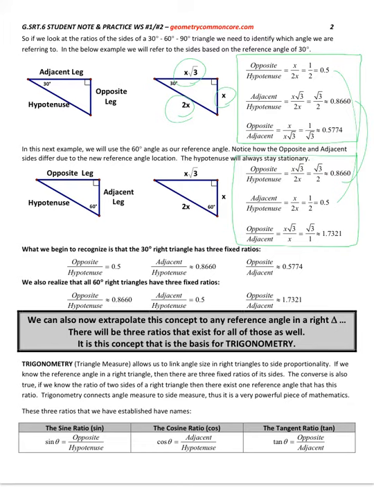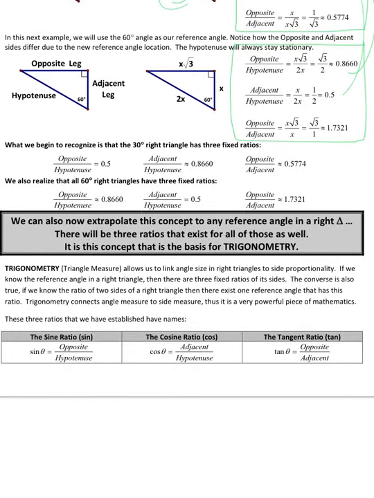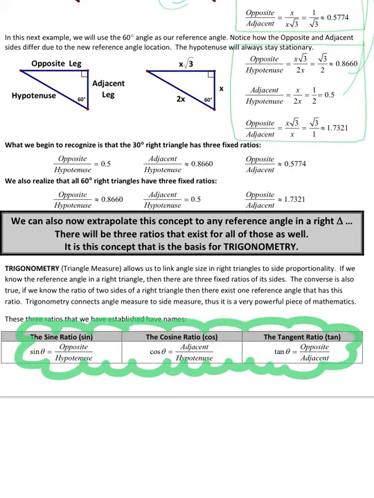Specifically, there will always be 3 fixed ratios of sides in regards to a reference angle and a right triangle, and then the opposite is true. If we know the ratio of 2 sides, then we know that exactly 1 reference angle is going to exist, and trigonometry is the most precise way for us to know that. At the bottom of the page are our 3 trigonometric ratios that, given 2 parts of a right triangle, allow us to solve for other parts of the triangle.